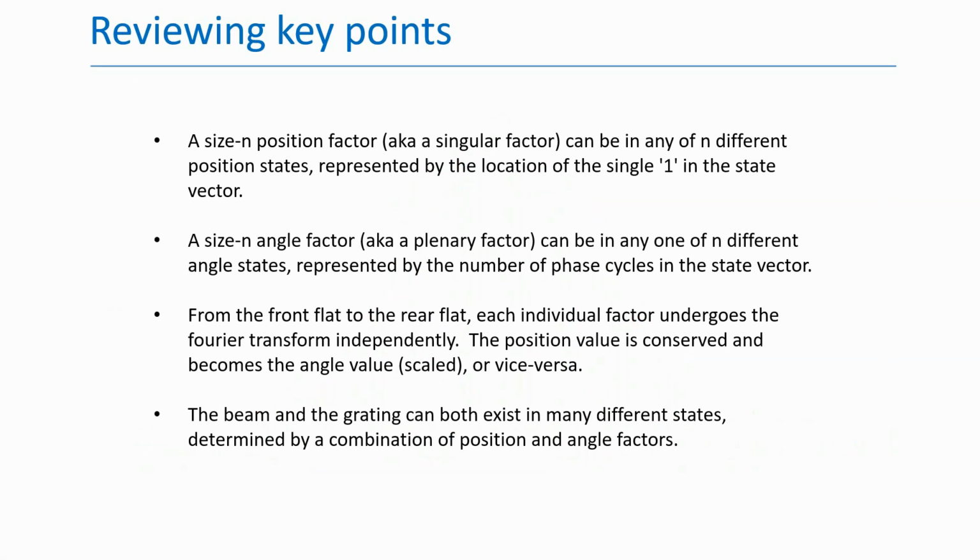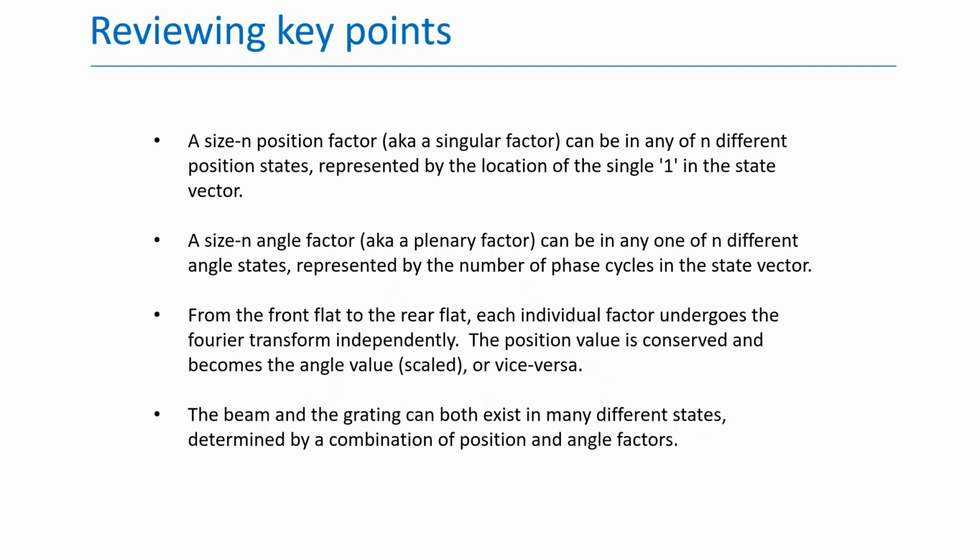That's all for this lecture, so let's review the key points. A size n position factor, also known as a singular factor, can be in any of n different position states, represented by the location of the single 1 in the state vector. A size n angle factor, also known as a plenary factor, can be in any one of n different angle states, represented by the number of phase cycles in the state vector.